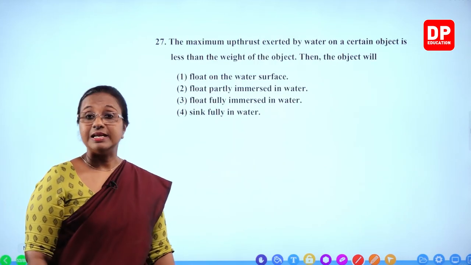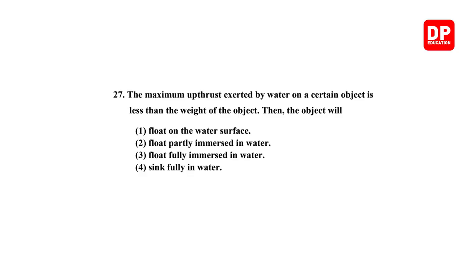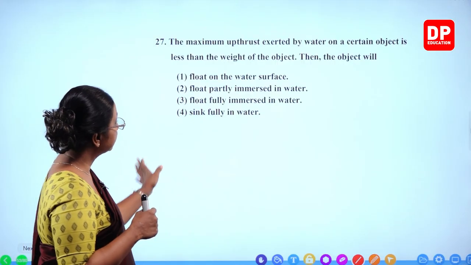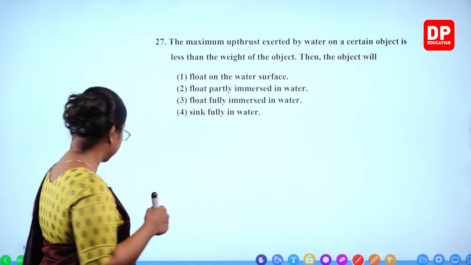Question number 27. The maximum upthrust exerted by water on a certain object is less than the weight of the object. Upthrust is less than the weight of the object. Then the object will: float on the water surface, float partly immersed in water, float fully immersed in water, or sink fully in water. So to understand that, I'll move on to the next slide.